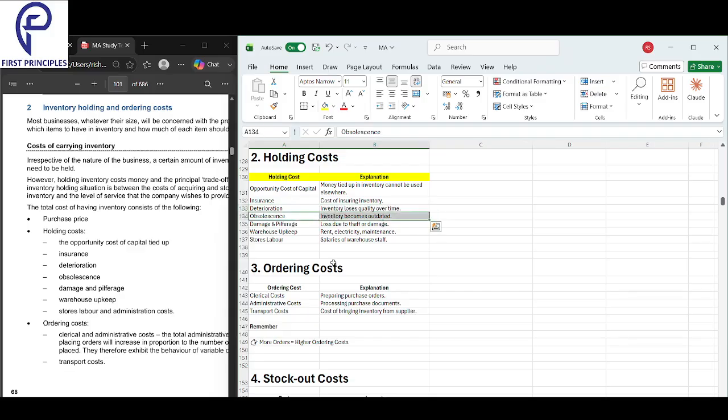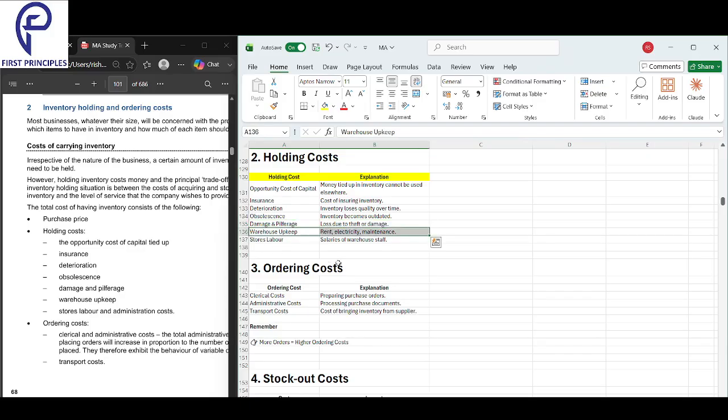Next, obsolescence: your inventory becomes outdated. Next, damage and pilferage. There is a loss due to breakage and there's a loss due to theft. That is damage and pilferage.